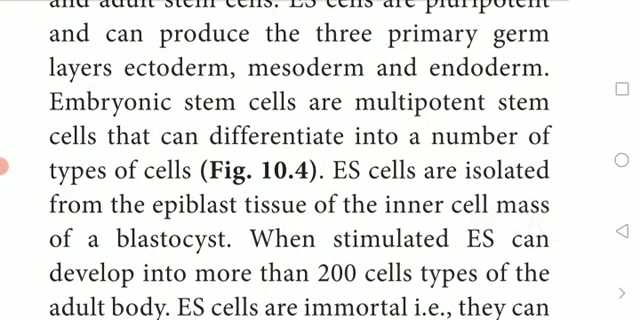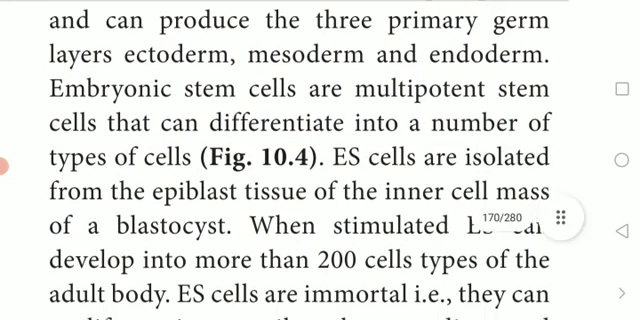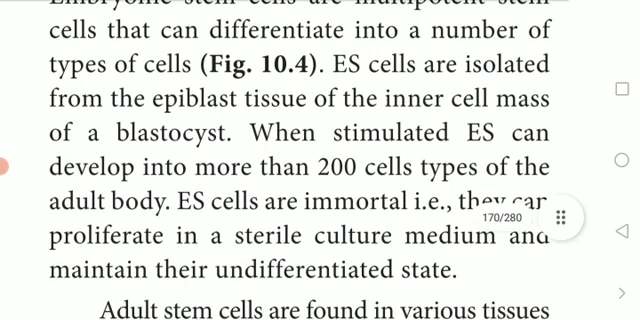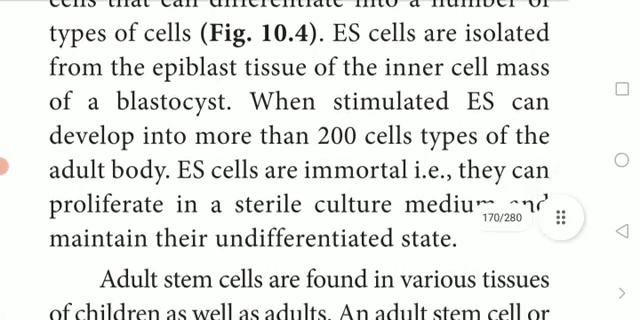In mammals, there are two main types of stem cells. One is embryonic stem cells, that is ES cells. Another one is adult stem cells. We'll see the first one, embryonic stem cells. These embryonic stem cells are pluripotent and can produce the three primary germ layers, that is ectoderm, mesoderm, and endoderm.